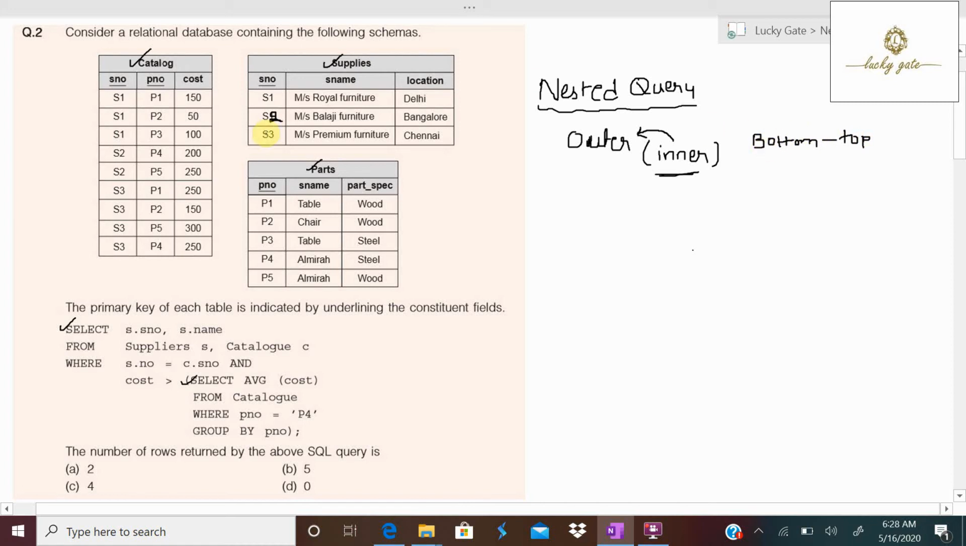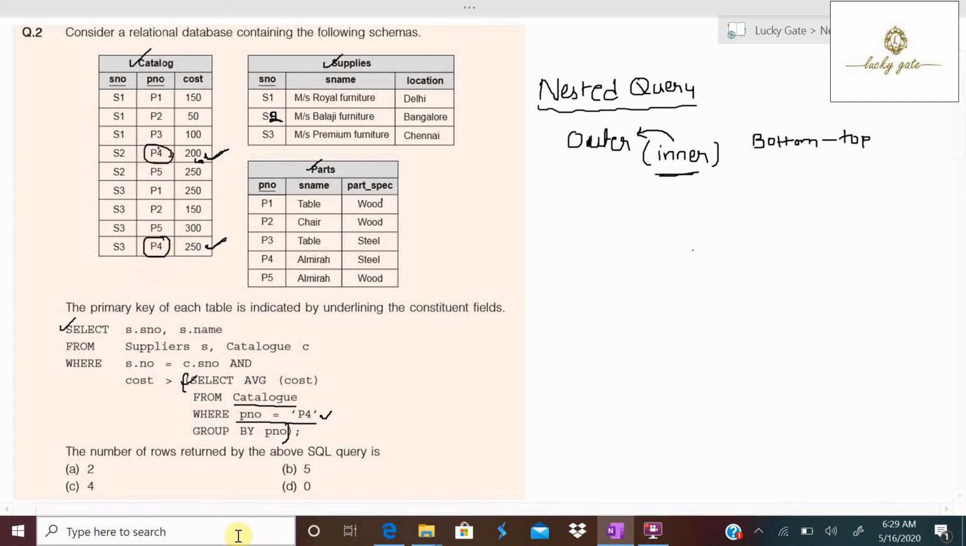Now coming to the question, because it is a nested query, the inner query is executed first. Just observe what is given in the inner query. The inner query contains one table, catalog, and from the catalog table it first selects those tuples satisfying the condition where P number equals P4. In this table, P4 is there for this row and also for this row. For this row, the cost is 200. For this row, the cost is 250. Both are P4 rows only.